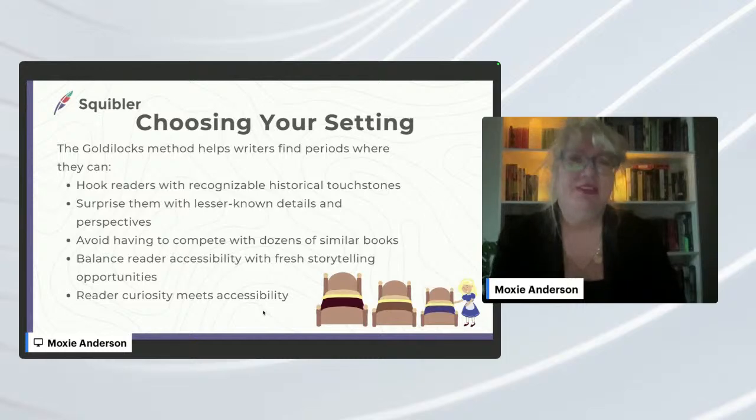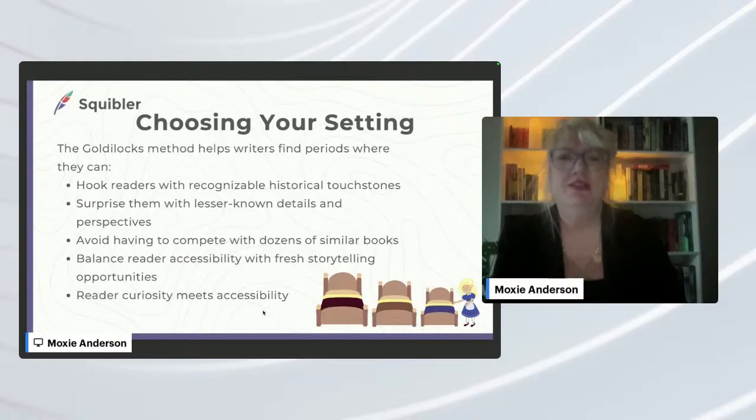The Goldilocks method is useful because it's going to help you find periods where you can hook your readers with recognizable historical touchstones. So these are things readers can say, "Oh, I'm familiar with this," and it'll pull them into your story. It'll also surprise your readers with lesser known details and perspectives. You want to avoid having to compete with dozens of similar books, so make sure that you're choosing wisely and that you're bringing something new to the table.